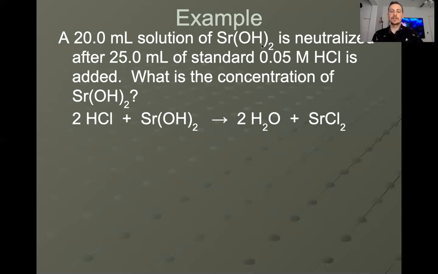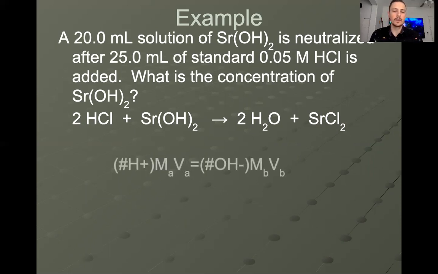Since strontium hydroxide is 2 hydroxides per each molecule, and hydrochloric acid is a monoprotic acid, we need 2 hydrochloric acids for every 1 strontium hydroxide here. It's important to keep our charges in mind. So again, we just use this equation here. Take a second, try and plug in each of these 6 variables, or see which ones we have and which ones we don't.